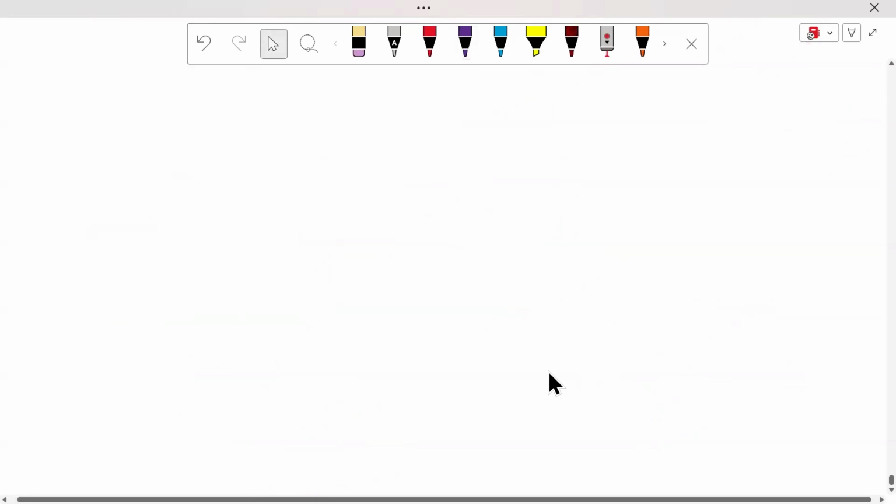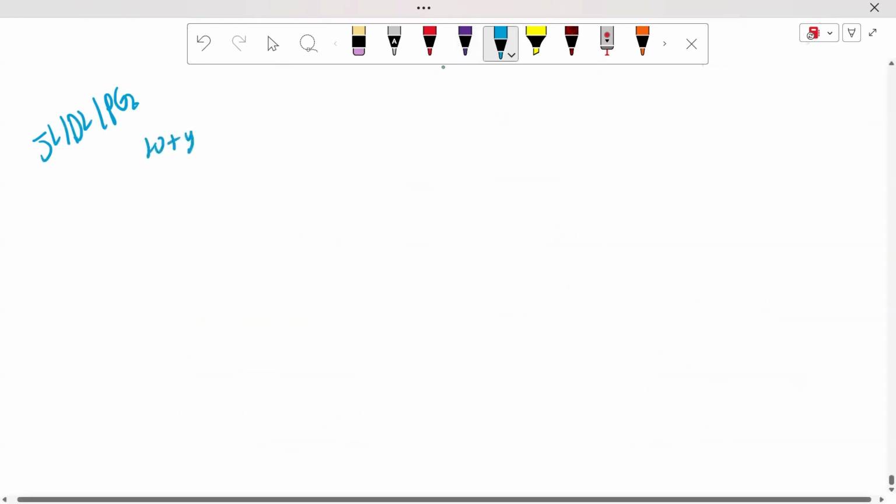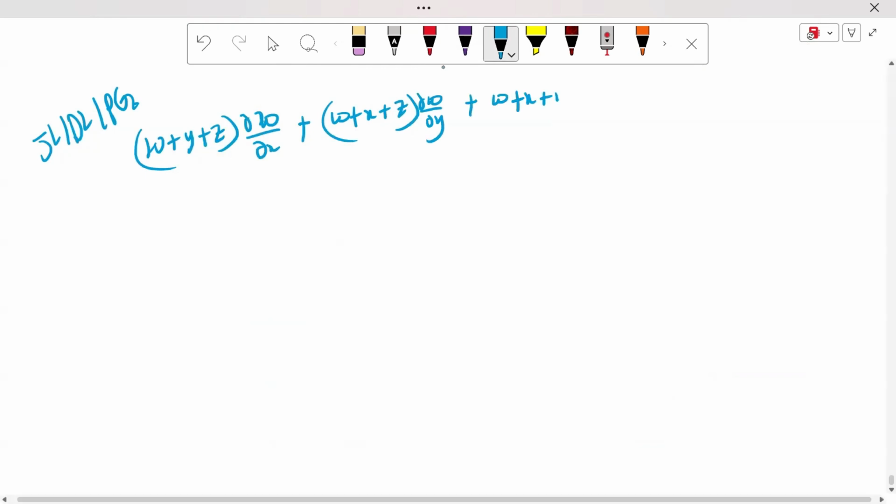Examination questions. Another question, JL, DL, PG entrance examination. Previous question, sir. What is the question? The question is very clear, sir. The question is (W plus Y plus Z) into dou W by dou X plus (W plus X plus Z) into dou W by dou Y plus (W plus X plus Y) into dou W by dou Z is equal to X plus Y plus Z.